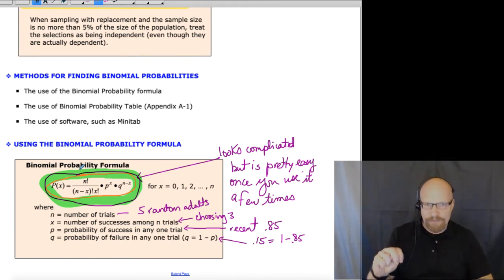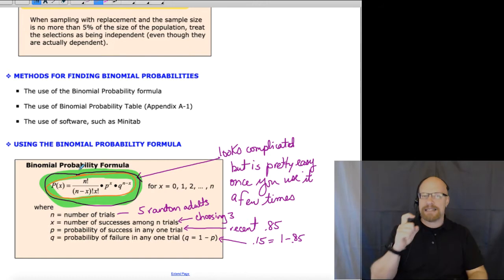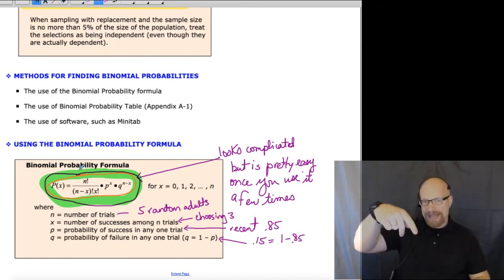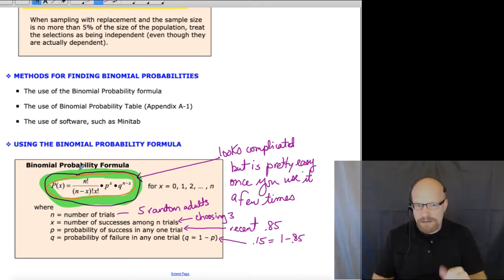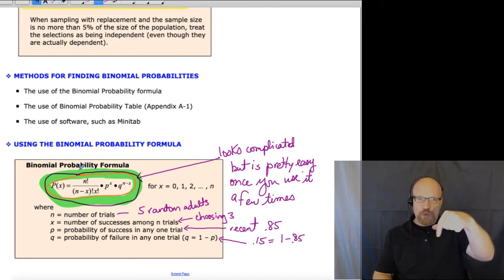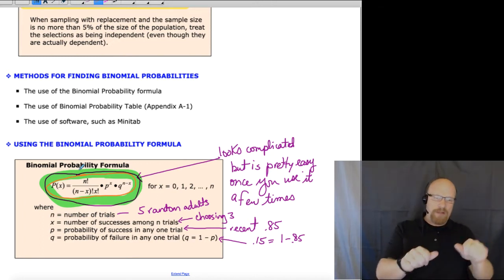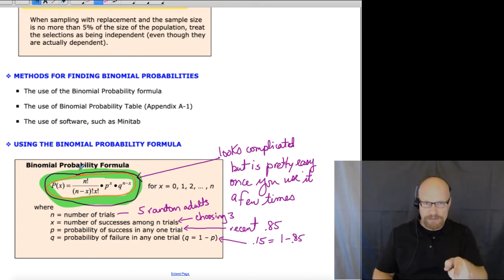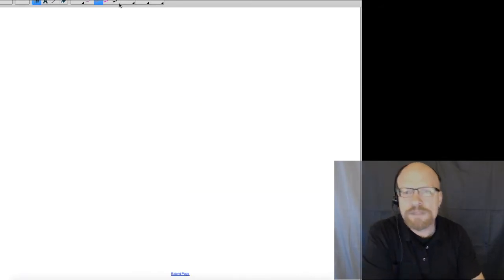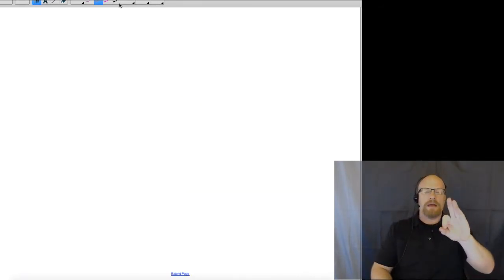N equals 5. How many successes? That's x. When I said 3, it means x equals 3. P, probability of success. Recently with Twitter, 0.85. Q, the other probability of failure is 0.15. Okay? Now, let me see what I have. The sidebar on factorial. Okay?